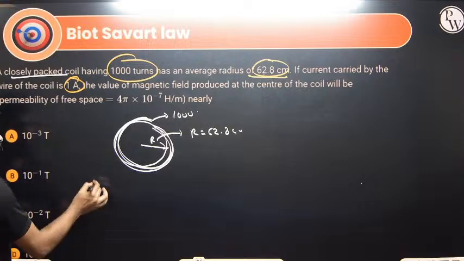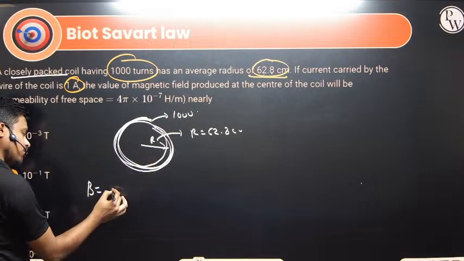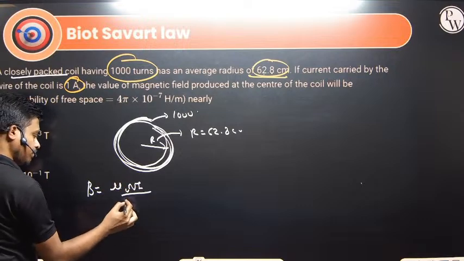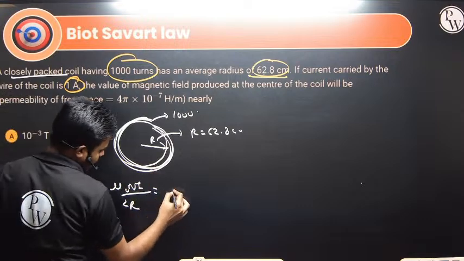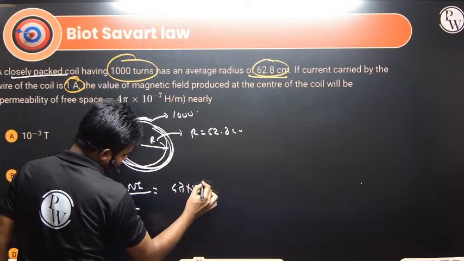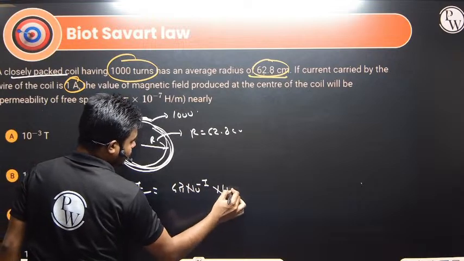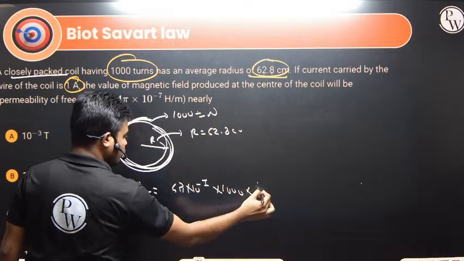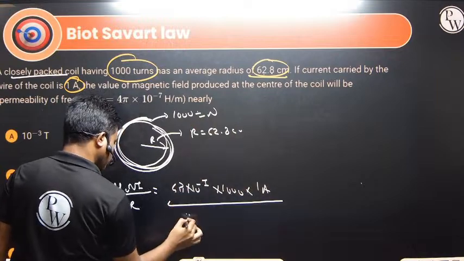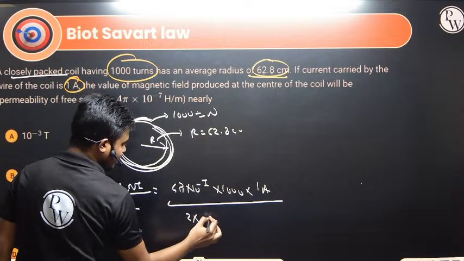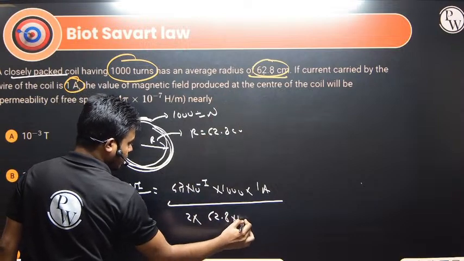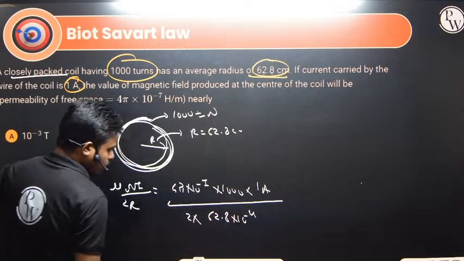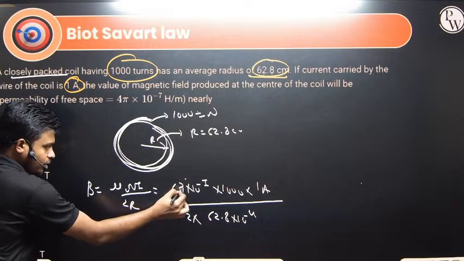the center. So the magnetic field at the center, because of this particular coil, is given by mu naught N I divided by 2R. So I will be writing this as 4 pi into 10 to the power minus 7 into number of turns, which is 1000, into I, which is 1 ampere, divided by 2 into radius. What is the radius? 62.8 into 10 to the power minus 4.